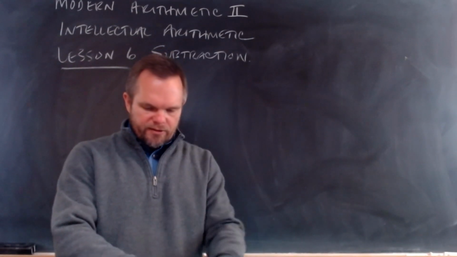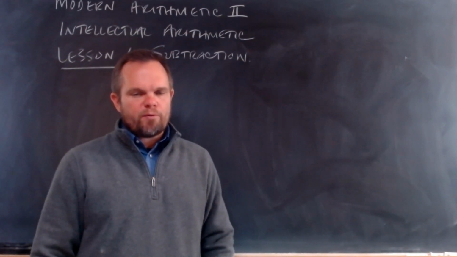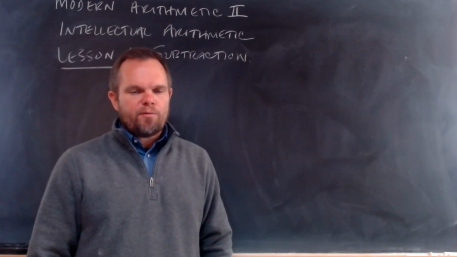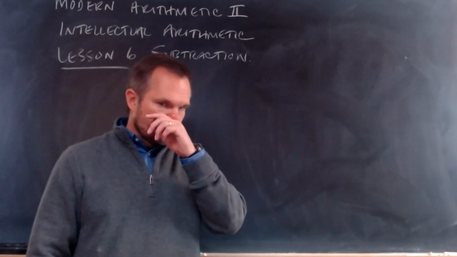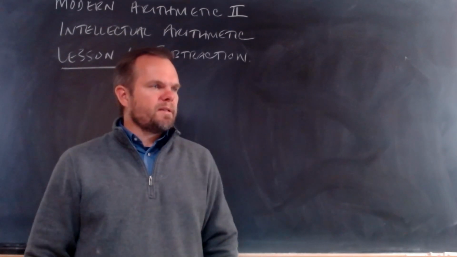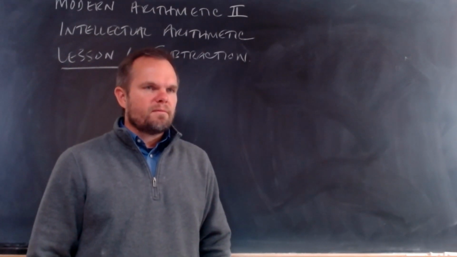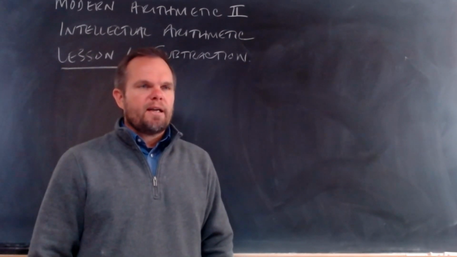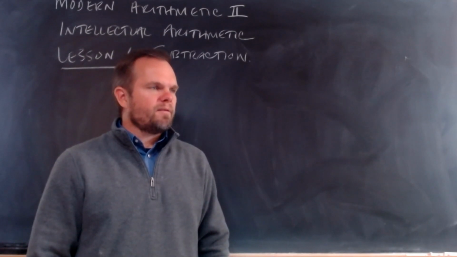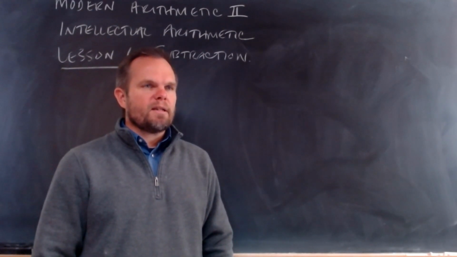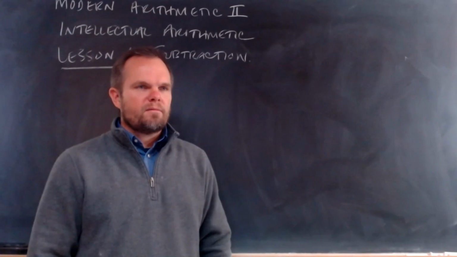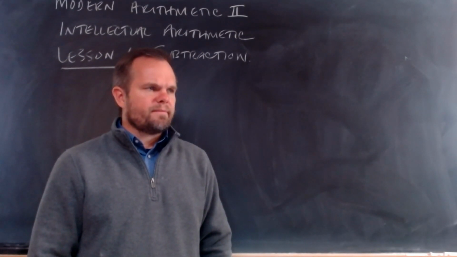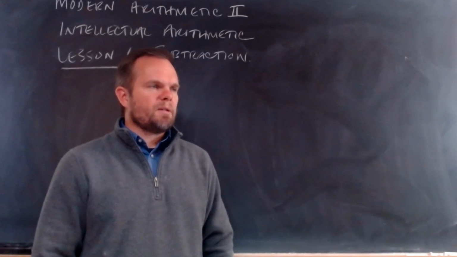Let's look at Lesson 6. The first question we read: James had 2 apples and gave one to his brother. Is that intellectual arithmetic? Look at question 1. James had 2 apples and he gave one to his brother. Is that intellectual arithmetic? No. Why not?